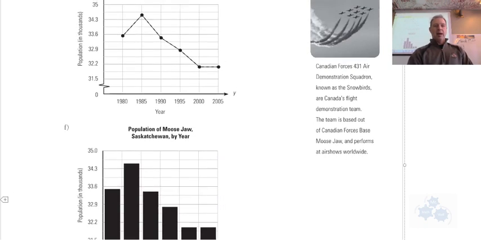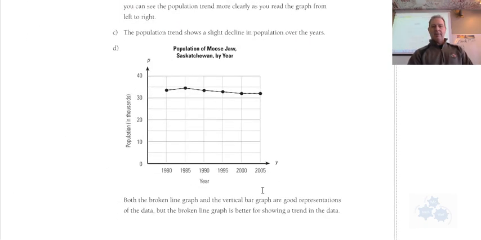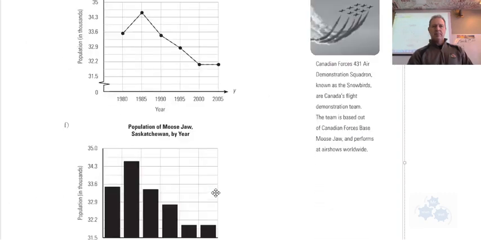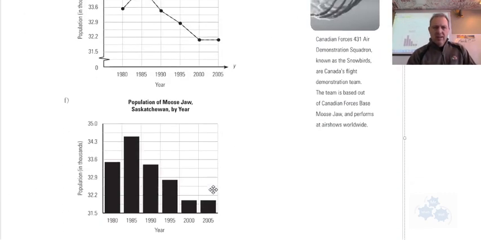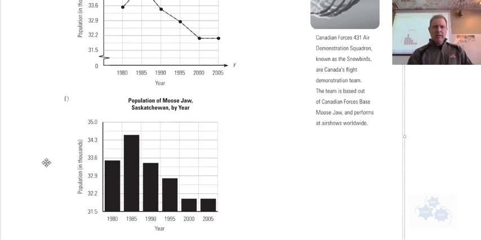Okay, so what about F? What does F say here? Let's just read F together. Where's F? Oh, maybe F is on this. Population of Moose Jaw by year. So I guess this is just another way to display this data that's a little bit misleading, right? Because again, a very narrow range with the bar graph.